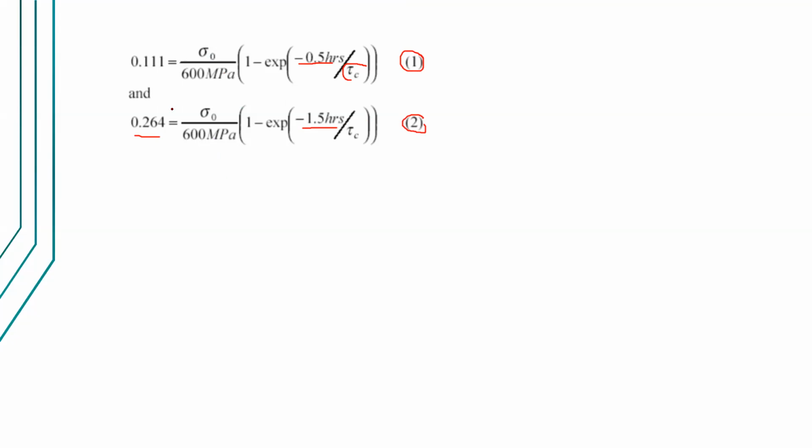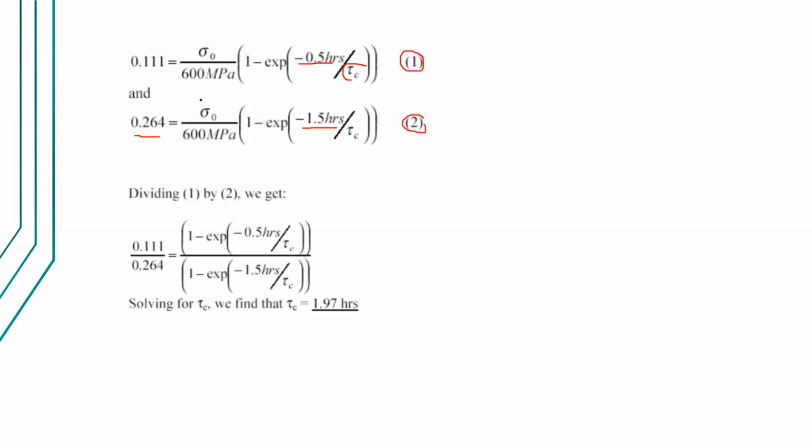How? Maybe we can divide these two equations to get rid of this. When we divide like that, this cancels, this cancels, so this is what remains, and you have now one unknown. If you're going to solve, you can even use your calculators, doing shift solve. You will find that the retardation time constant is 1.97 hours.